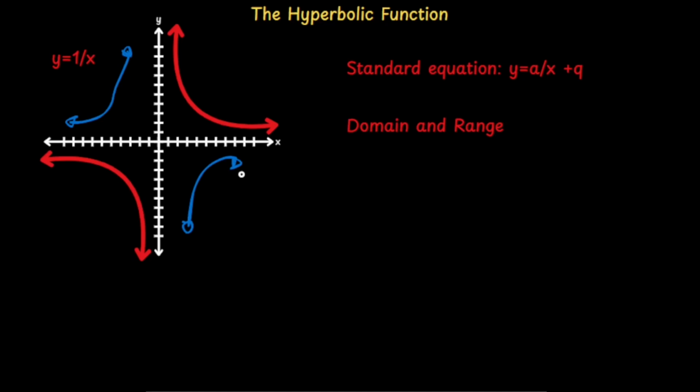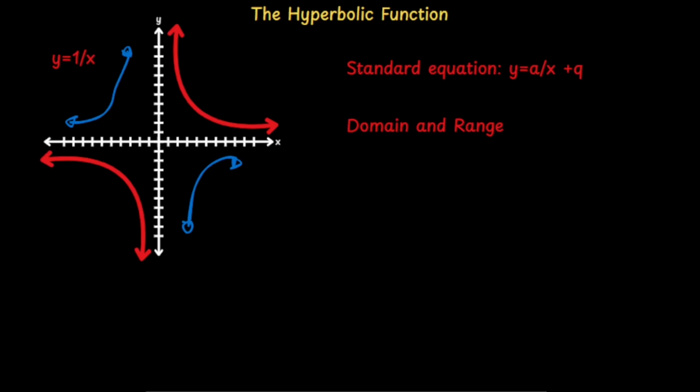Now, for the vertical shift of this function, it would manipulate your horizontal asymptote. So your q value would be a manipulation of your horizontal asymptote and a vertical shift. If I have a +2, for example, my horizontal asymptote will now be at +2 instead, meaning my entire function has moved up 2 units.